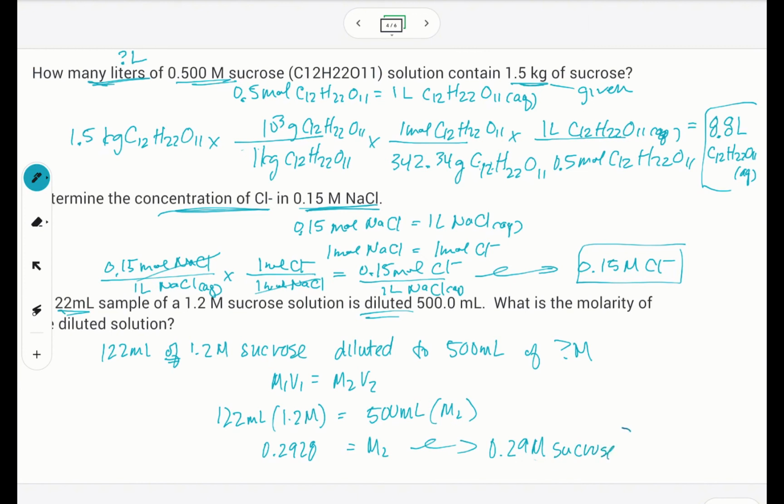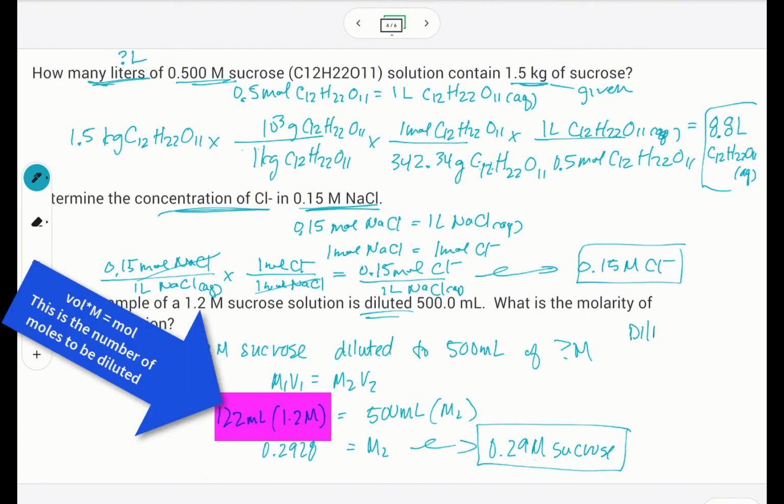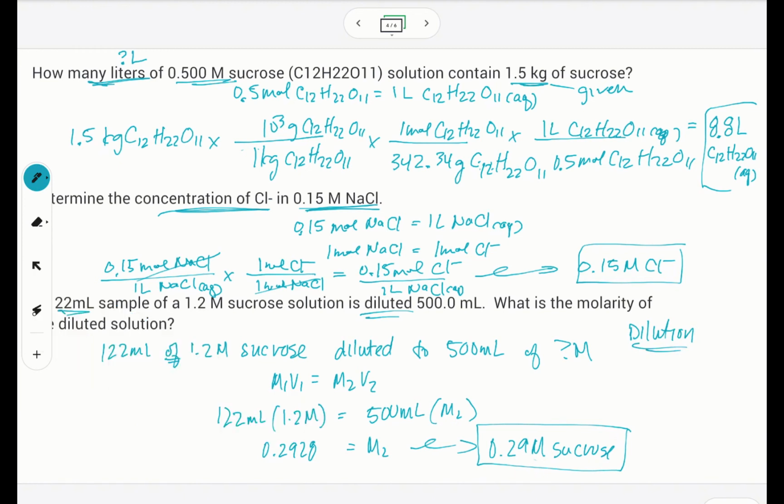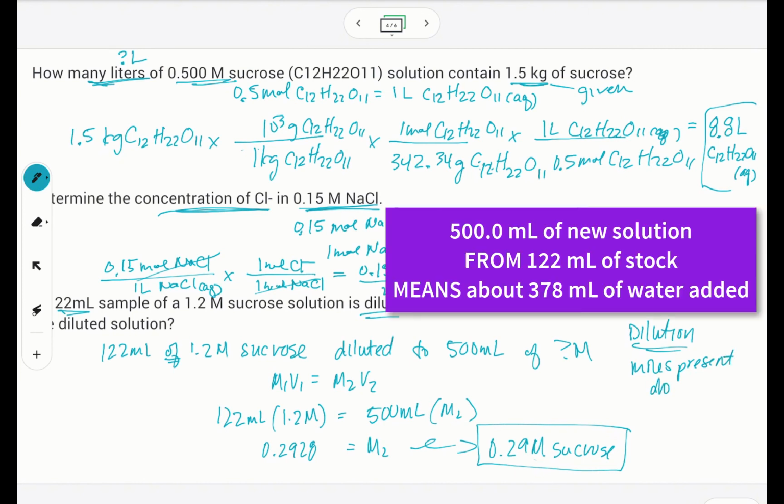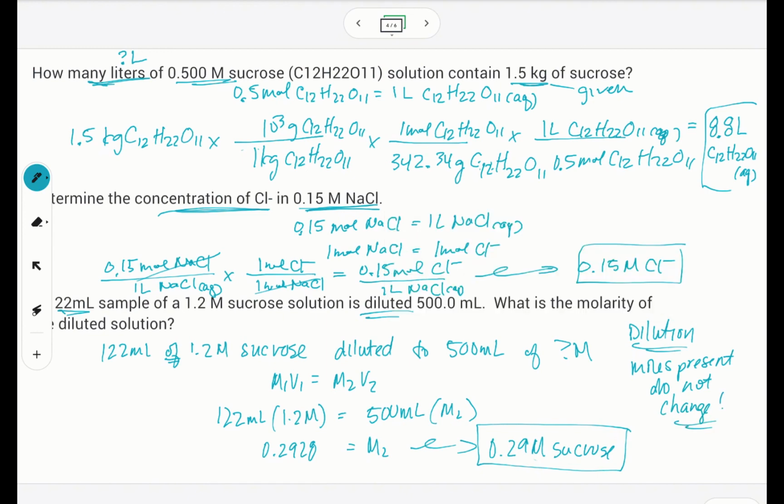All right, now, the thing about dilutions is we need to bear in mind what changes and what doesn't. When we take that 122 mils of 1.2 molar, there is a fixed number of moles there, right? The moles do not change. However many moles are present are the moles that came from that 122 mils of 1.2 molar sucrose solution. The only thing we're doing is adding a boatload of water to that, right? And that's what makes a dilution a dilution.